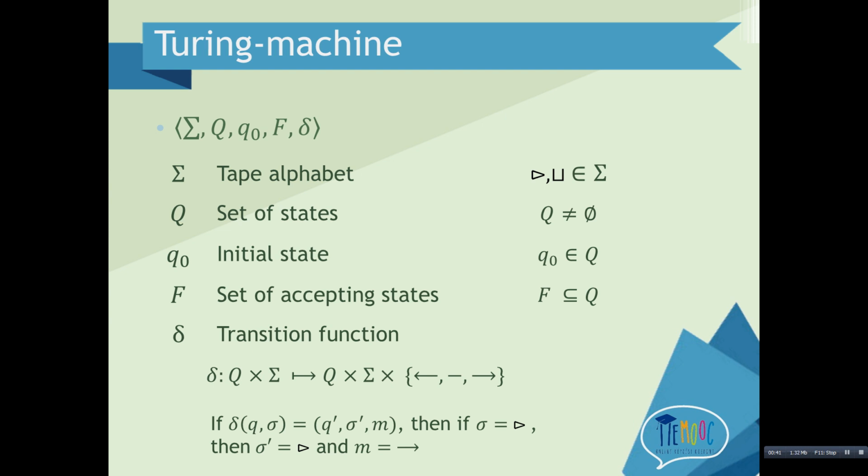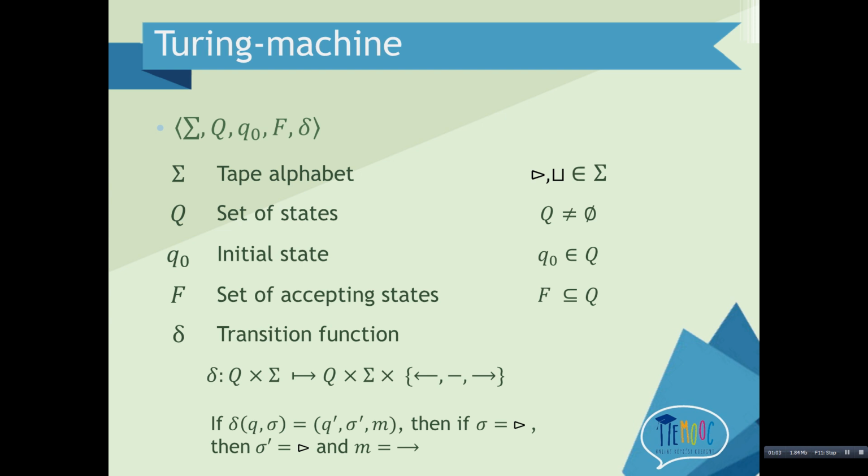The third element is the initial state, which is an element from Q. The fourth element is a subset of Q which contains the accepting states. If we get into a state which is in this subset, then the Turing machine accepts the input.